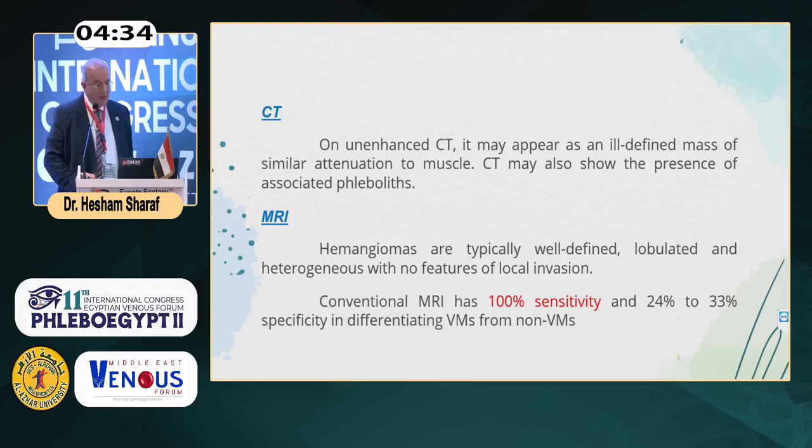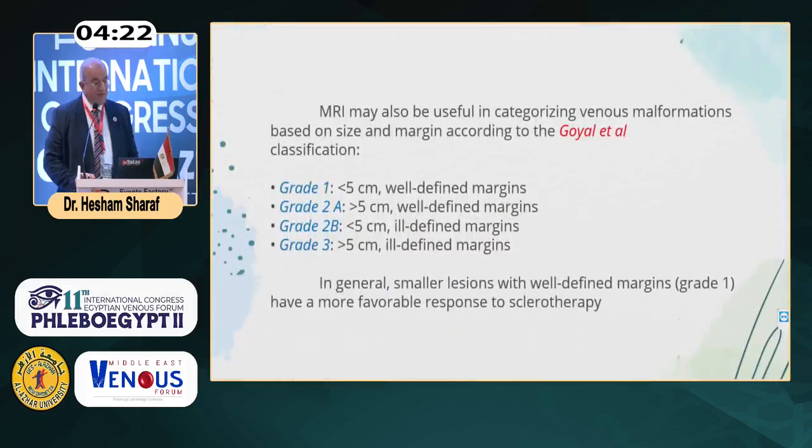On MRI, venous malformations are typically well-defined, lobulated, and heterogeneous with no feature of local invasion. Conventional MRI has 100% sensitivity in diagnosis of venous malformation. Goyal et al. classified venous malformation into 4 grades.